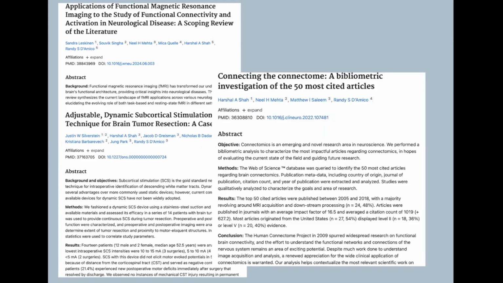A bibliometric analysis, we were looking at Web of Science earlier. This is a study design in itself, looking at the most cited articles among a specific topic. So in this example, connectomics, looking at what are the most cited articles in the field of connectomics and why do they matter and why are they being cited so much? This is another way of examining the current state of the literature.